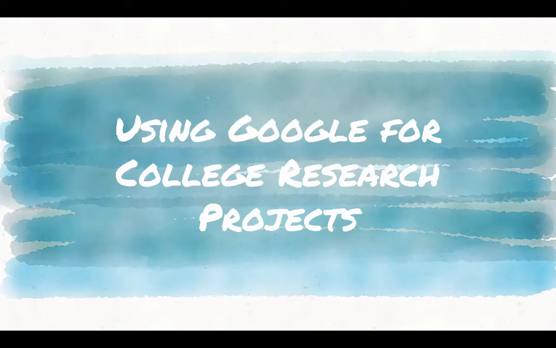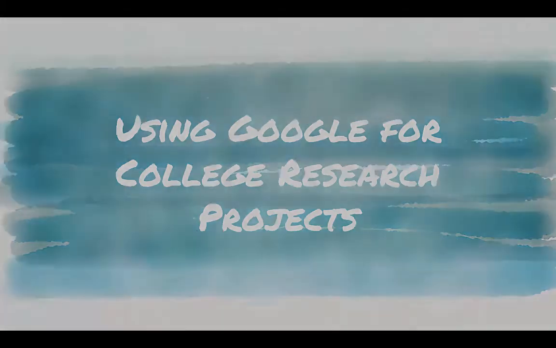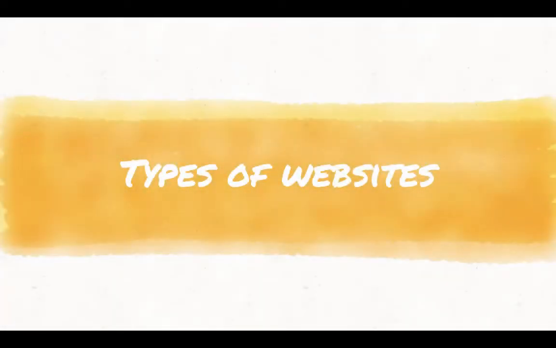In this video, I'll be showing you some tips and tricks you can use in Google to find scholarly information and other types of resources for college-level research projects. First, I'm going to go over different types of websites. There are 4 main website types that you'll regularly encounter.